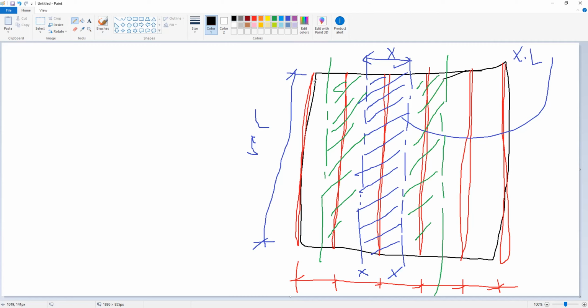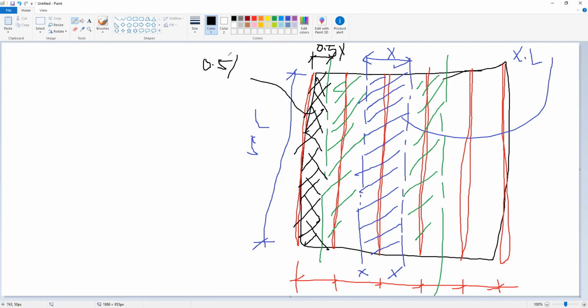This purlin at the edge, what is the area it carries from the slab or from the roof? This area, the black area, right? How much is this area? It's half of the external span. Because it is at the edge, it carries half. So this area is 0.5x multiplied by L, right? So what do you think?